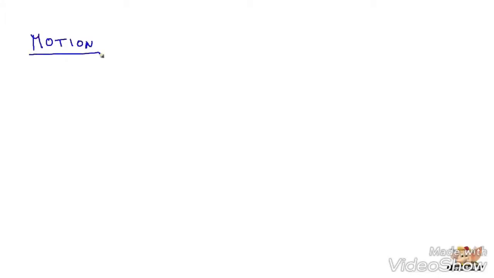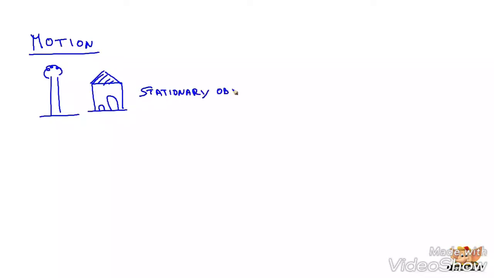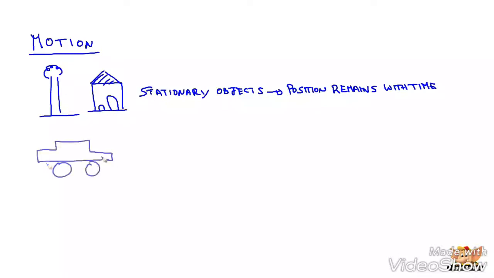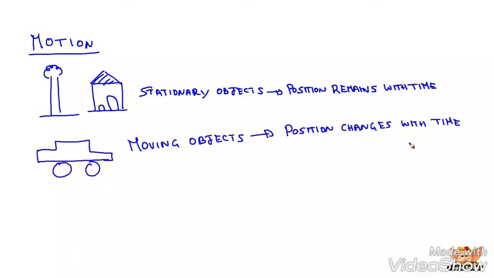Motion. There are two types of objects called stationary and moving. Tree and house are stationary objects. In this case, the position remains the same with time. In the moving objects, things like a car, the position changes with time.